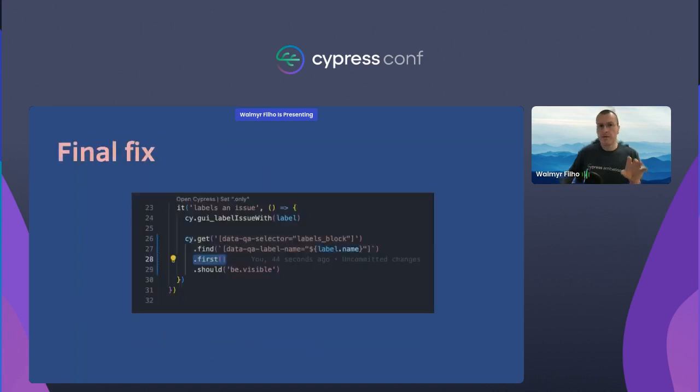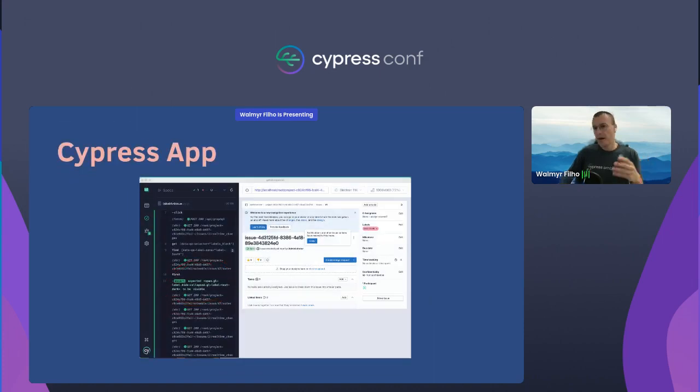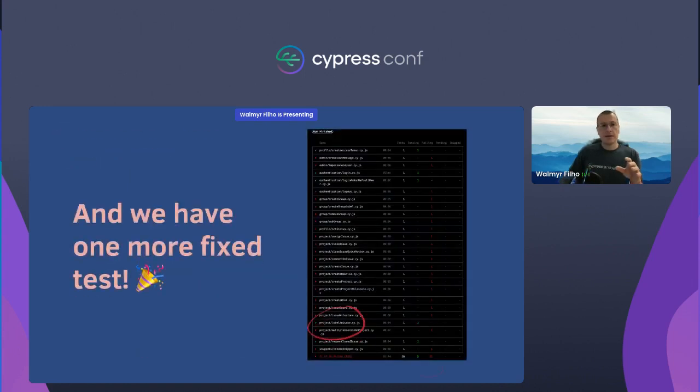So my final fix is I go back to the editor, and after the .find, I chain a .first, so I can make sure that I am asserting that the correct element is visible in the page. When I save and rerun, I have a deterministic result that the correct element is visible in the page. When you are done with that, you have one less failing test. In the very beginning, we had 22. Now we have 21 failing tests. We had 4 passing tests, now we have 5. And the test that we just fixed is green.